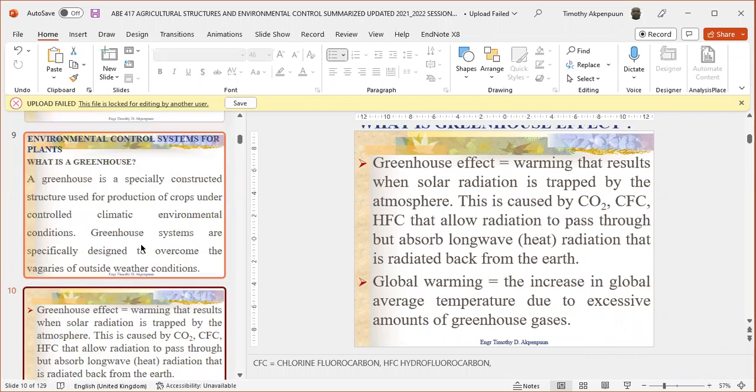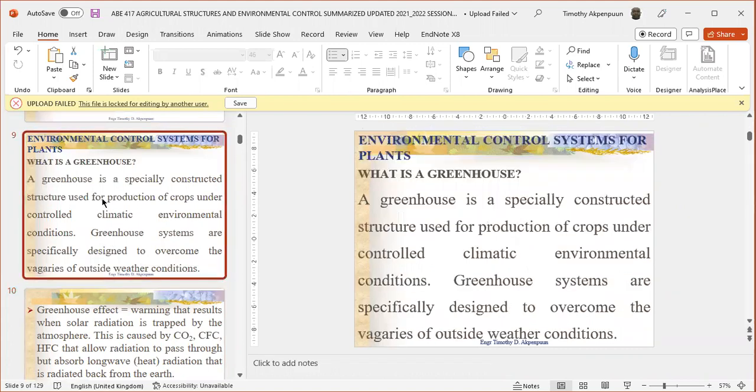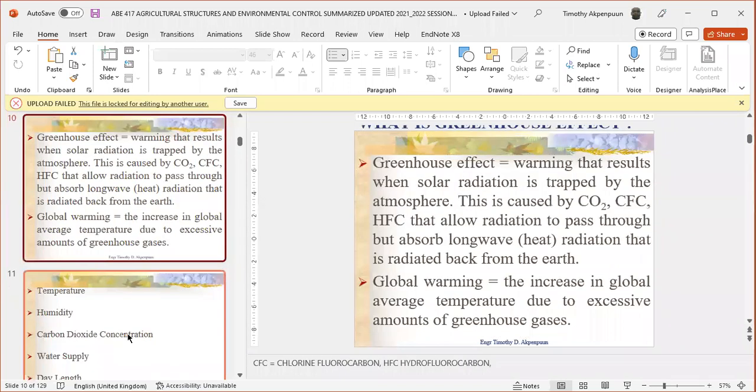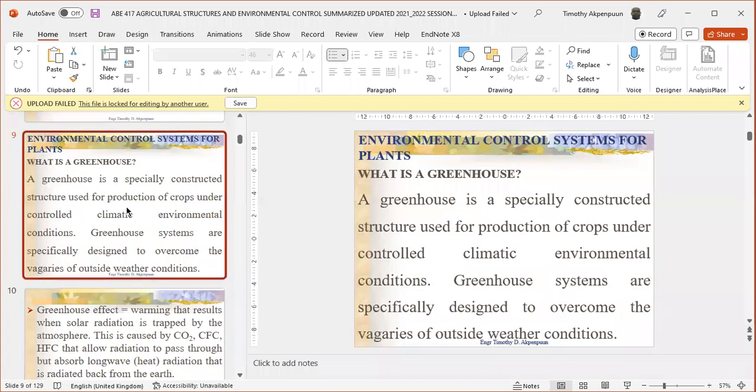So now, how does it relate to greenhouse structure? Someone should tell us. How does it relate to greenhouse structure? The general greenhouse effect that happens on Earth. How does it relate to greenhouse structure? Because these gases and the radiation are required for plant growth.